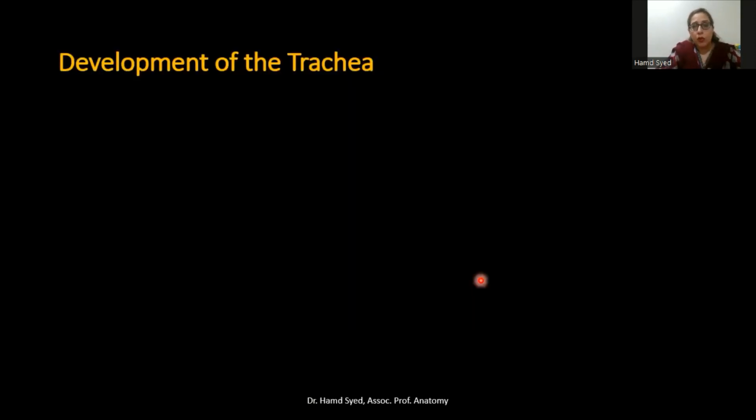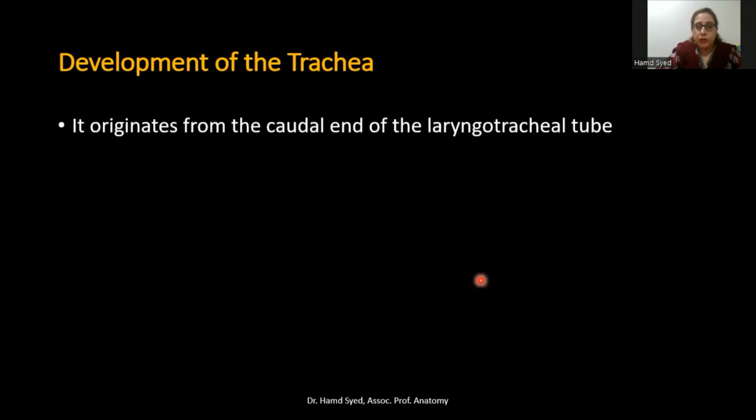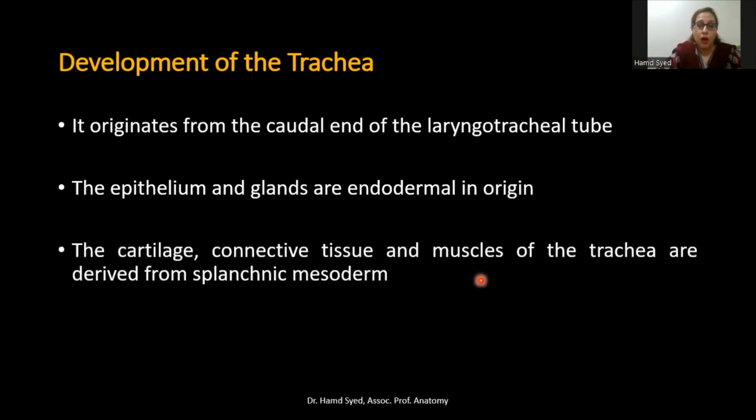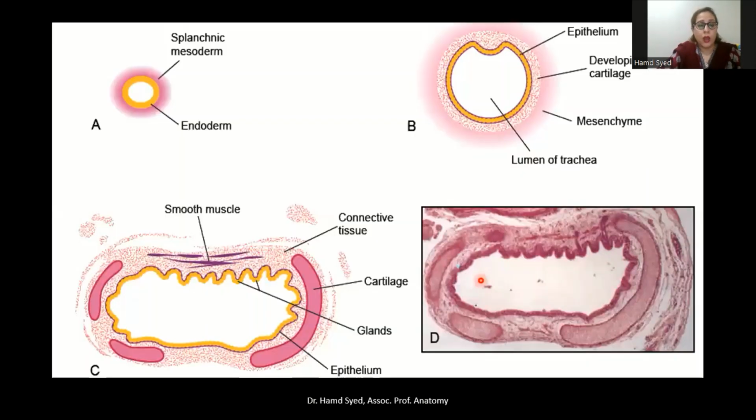Now the development of the trachea. When we talk about that, we know the trachea is derived from the caudal part of the laryngotracheal tube, and its epithelium and glands are also endodermal in origin, whereas the cartilage, connective tissue, and muscles of the trachea are derived from splanchnic mesoderm. So here the diagrams showing us the stages in the formation of the trachea.